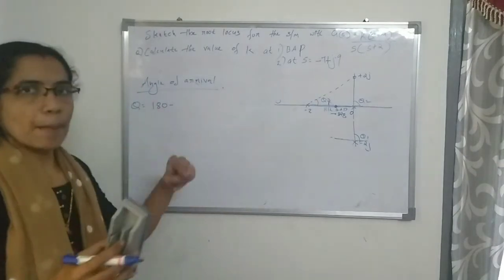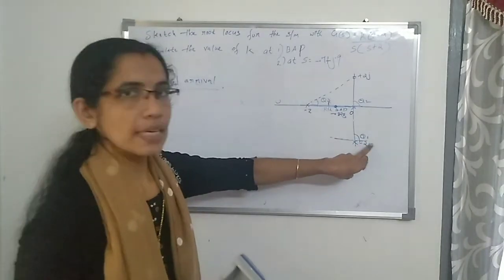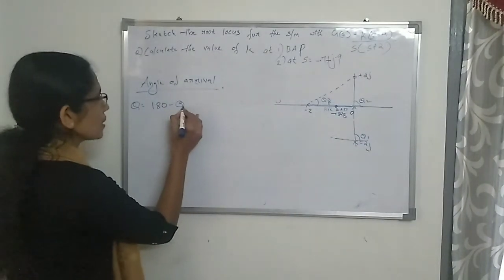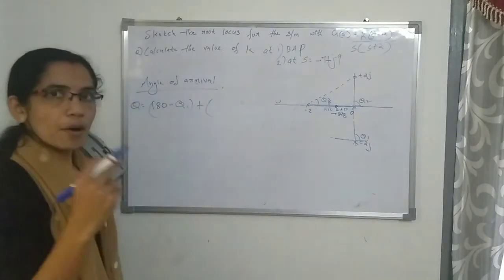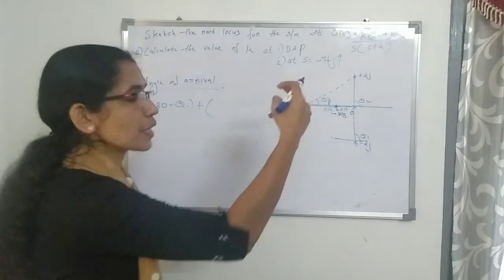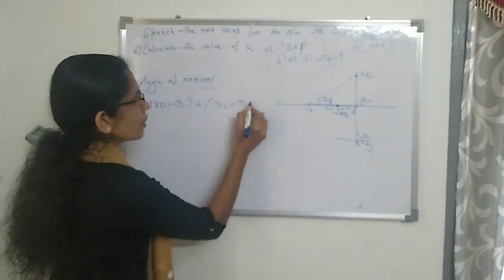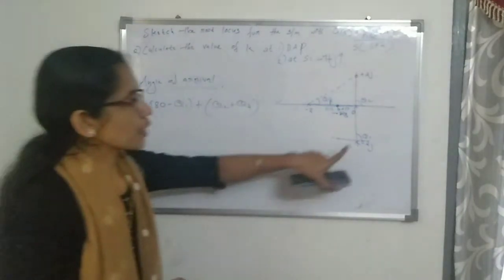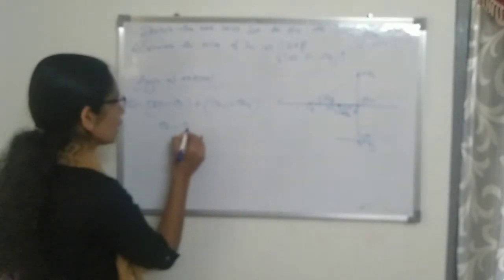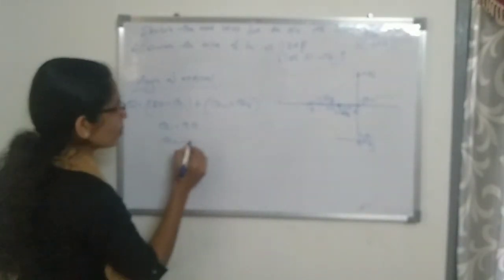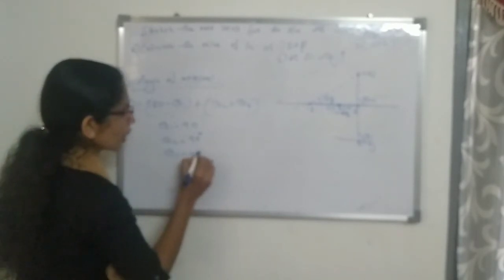180 minus the sum of angles of vectors from the other zeros, plus the sum of angles of vectors from the poles. There is only one other zero, that is theta 1. So it is 180 minus theta 1 plus the sum of angles of vectors to the complex zero from the other poles, that is theta 2 plus theta 3. From this, theta 1 is 90 degree, theta 2 is equal to 90 degree, and theta 3 is equal to 45 degree.